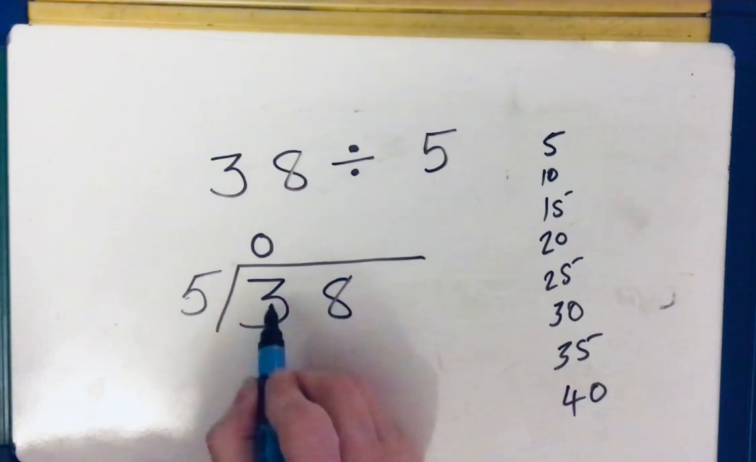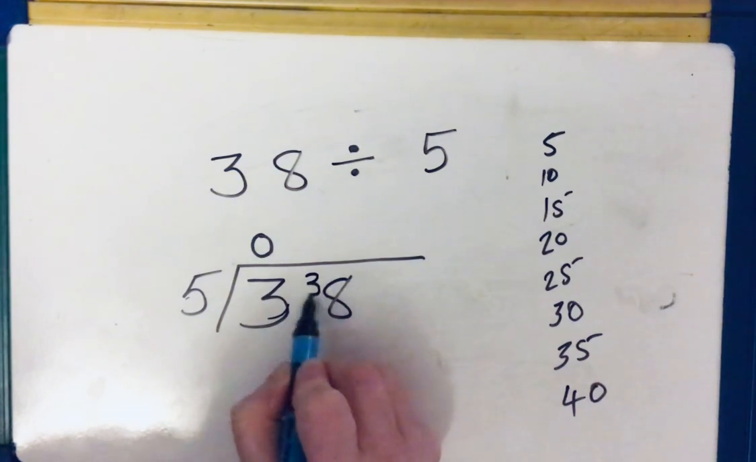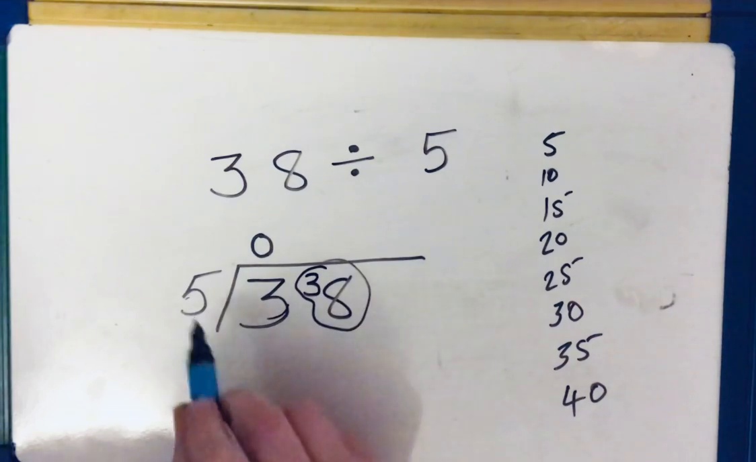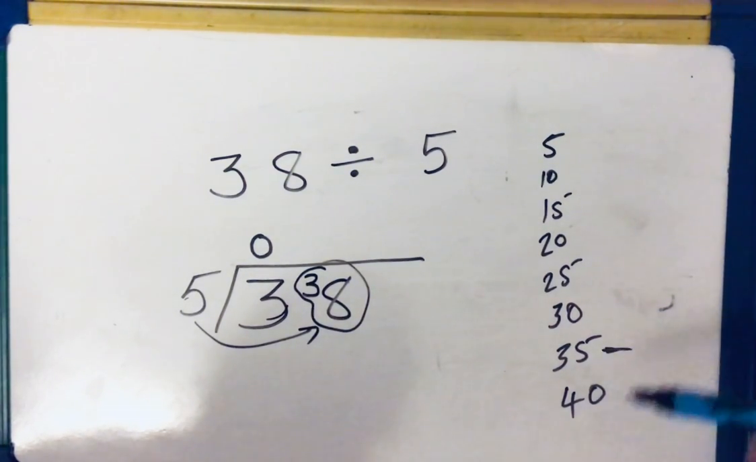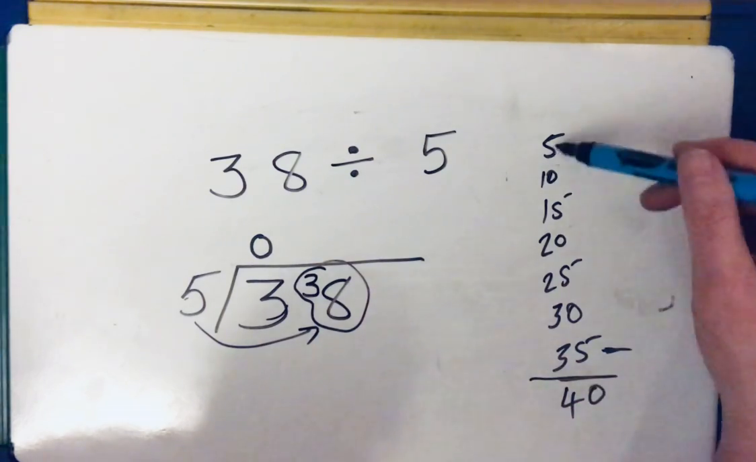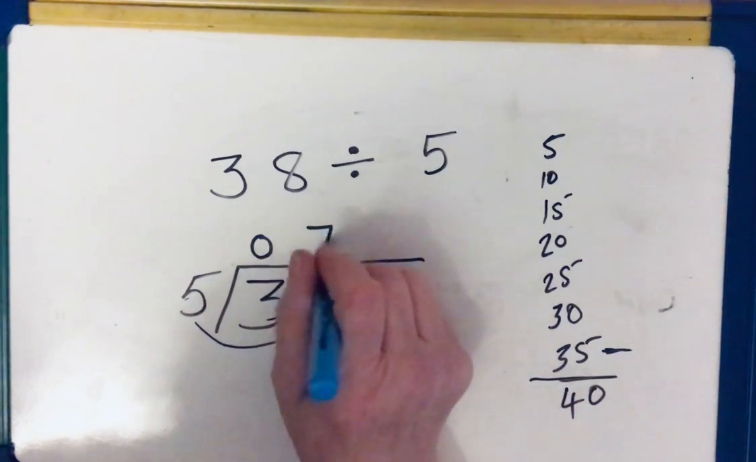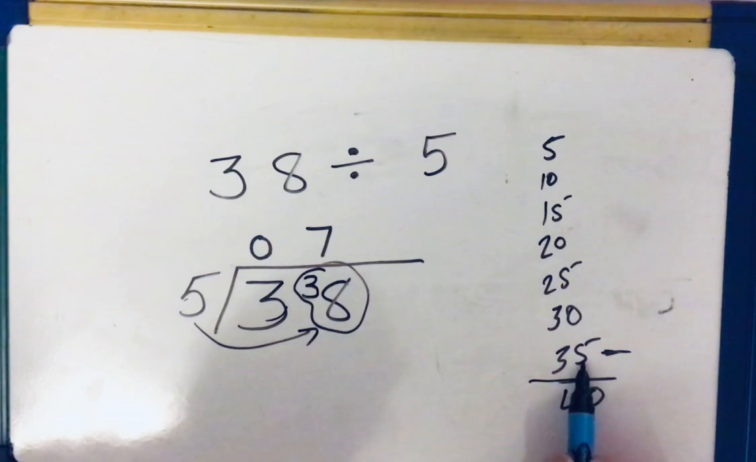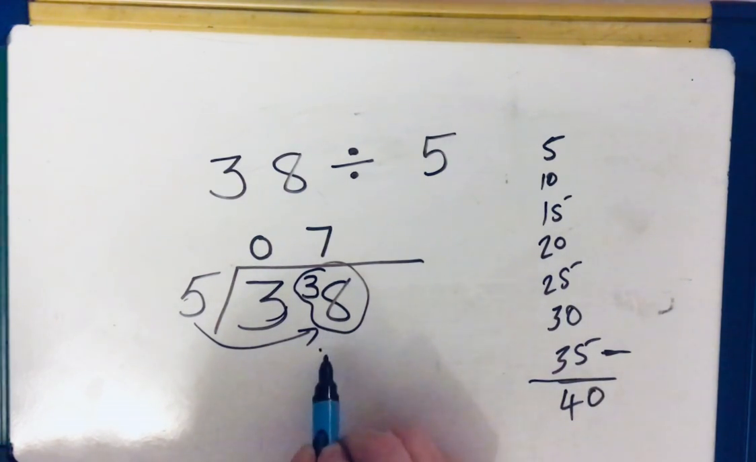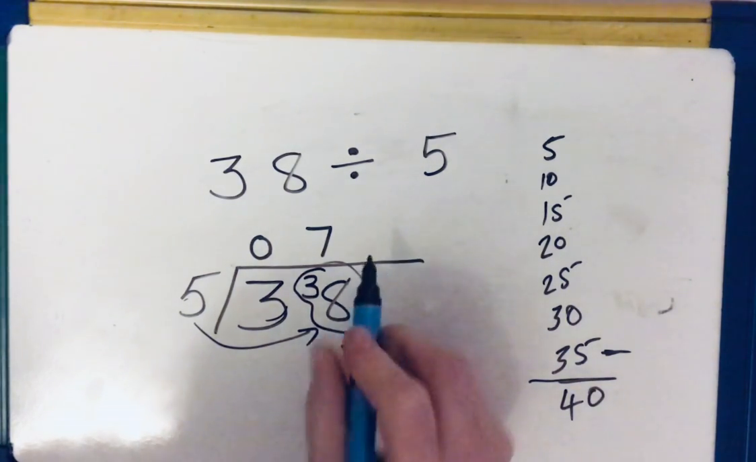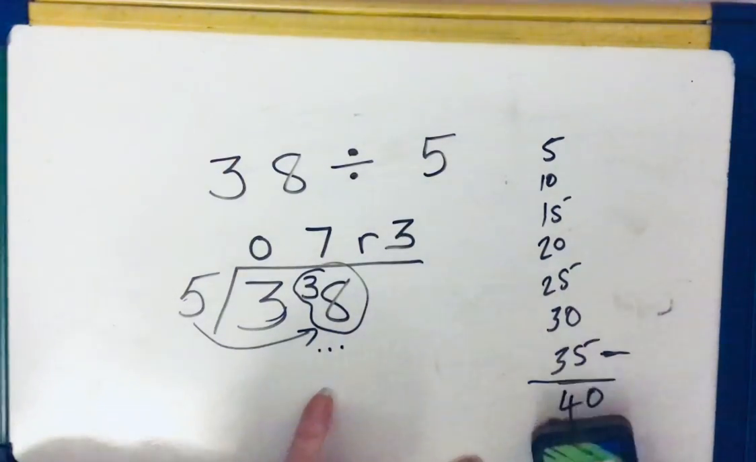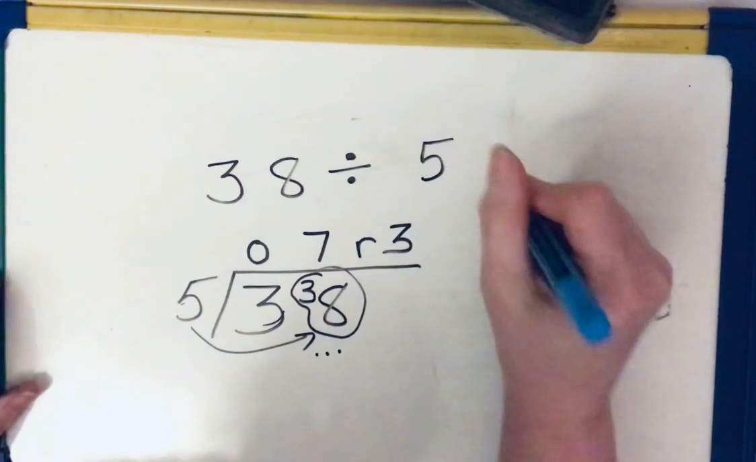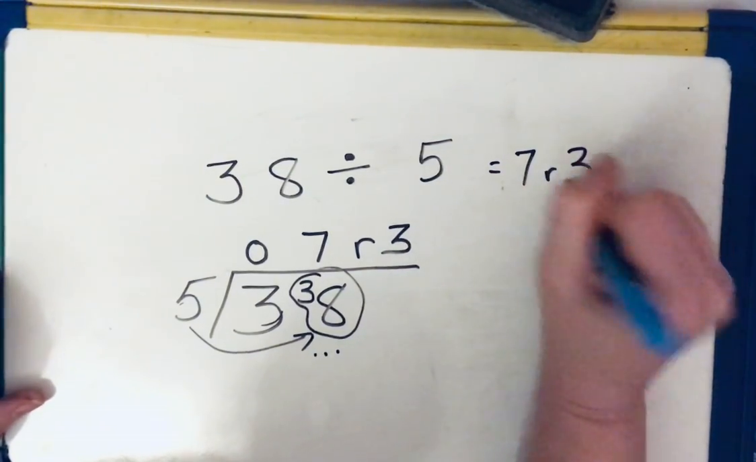But that 3, the whole of the 3, has to be carried. So I'm now looking at 5's into 38. Well, can you see that's here? Because 40 is too big. So it's 1, 2, 3, 4, 5, 6, 7. But 7 5's are 35. 36, 37, 38. There's a remainder of 3. So 38 divided by 5 is 7, remainder 3.